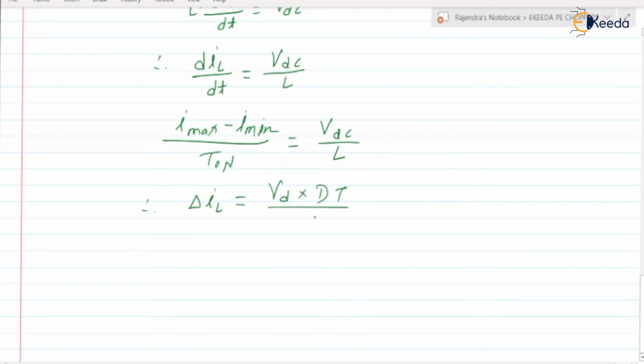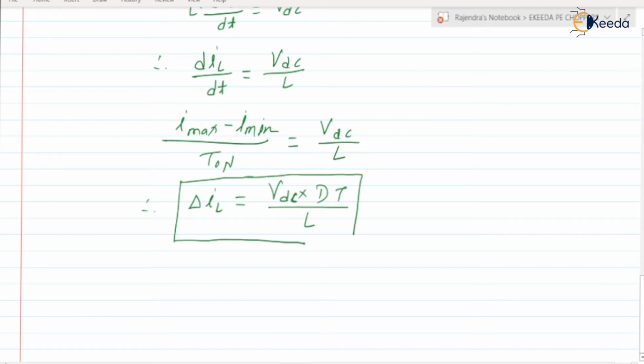T on is dt, divided by L, right? VDC into dt divided by L, that is the supply voltage into dt divided by L. This is the delta IL, that is the inductor ripple current, the ripple in inductor current.